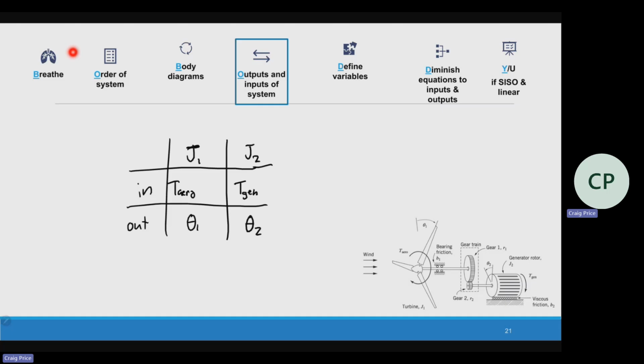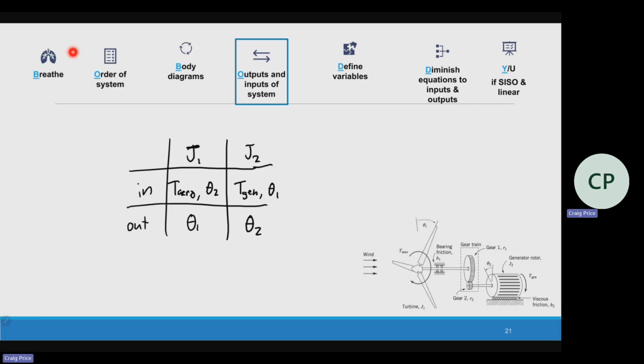And do we have anything else affecting any other inputs? Theta 2 is also an input for J1 and vice versa. They affect each other. So if I am spinning one of these, theta 2 affects theta 1, theta 1 affects theta 2. Okay, why is this important?